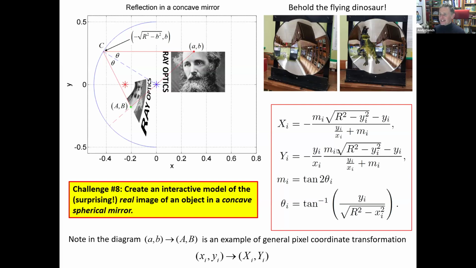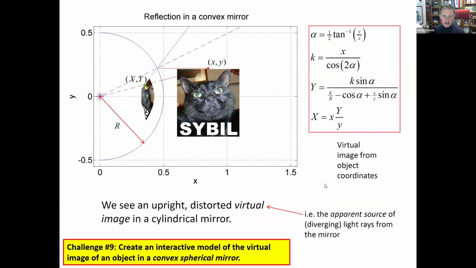It's a more interesting transformation. It's very non-linear, and this is what transforms little x and little y, which is this point, or a and b, into big X, big Y, which is big A, big B. And you've got some inverse tans and stuff. There we go. That's a nice thing to do, and then you can do the same for a convex mirror. Basically, the last 5 or 6 challenges are all the same thing.